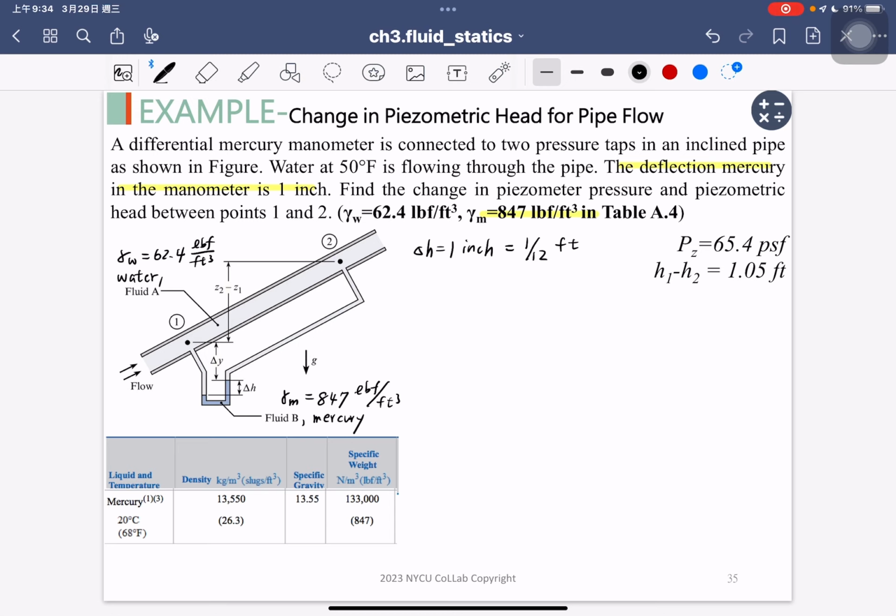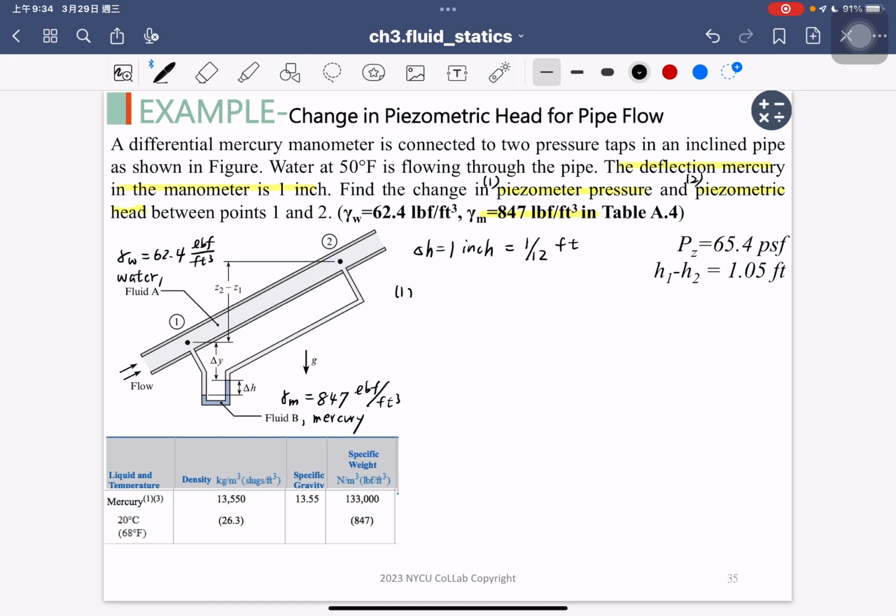Okay? And the questions we are required to answer are how large the piezometric pressure difference is, and what the piezometric height difference is between point 1 and point 2. So first we answer the piezometric pressure difference between point 1 and point 2, and second we want to know how large the height difference is between point 1 and point 2.